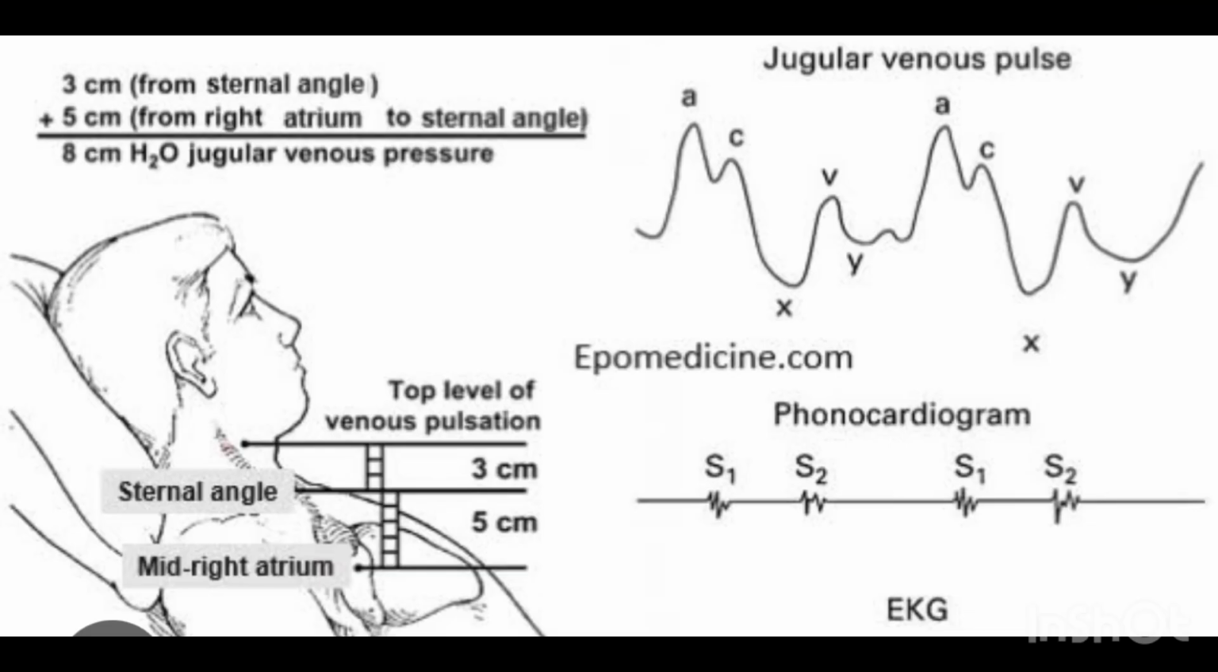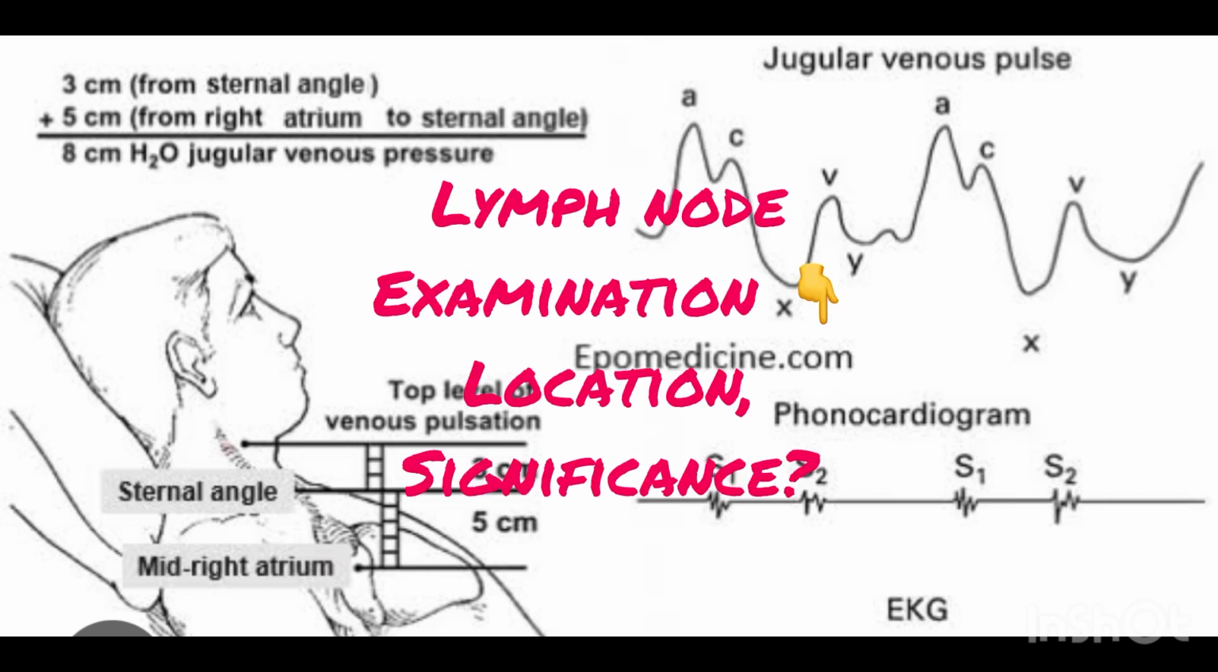So there are 3 waves like A, C, V, which are positive waves, and 2 negative waves, which are X and Y. It is seen in congestive heart failure and superior mediastinal syndrome.